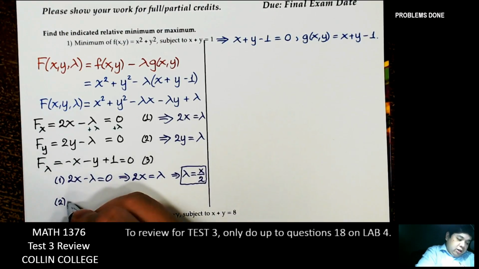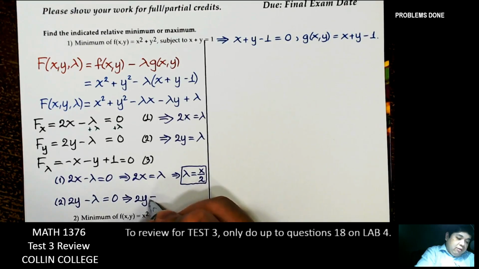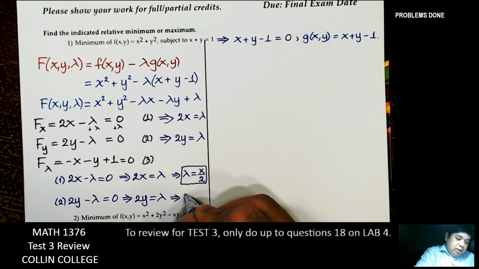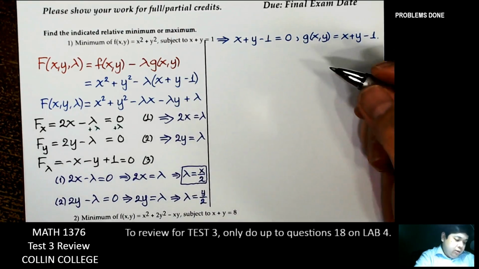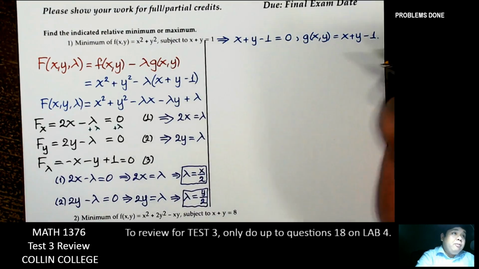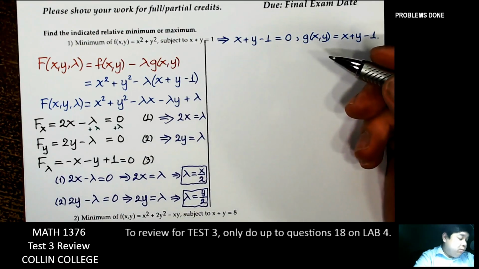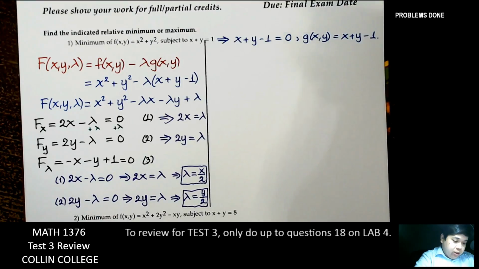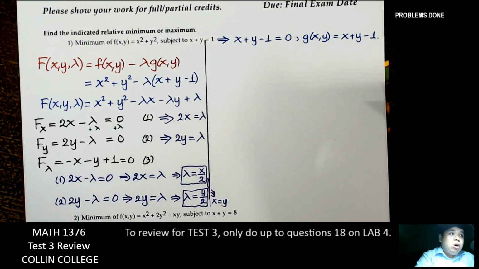And the second equation, we have the same thing, and if we solve for lambda, we have y over 2. And we make them equal. So x over 2 is y over 2, so x equal to y, pretty much. Well, that's one way to do it. So from here we have x equal to y.